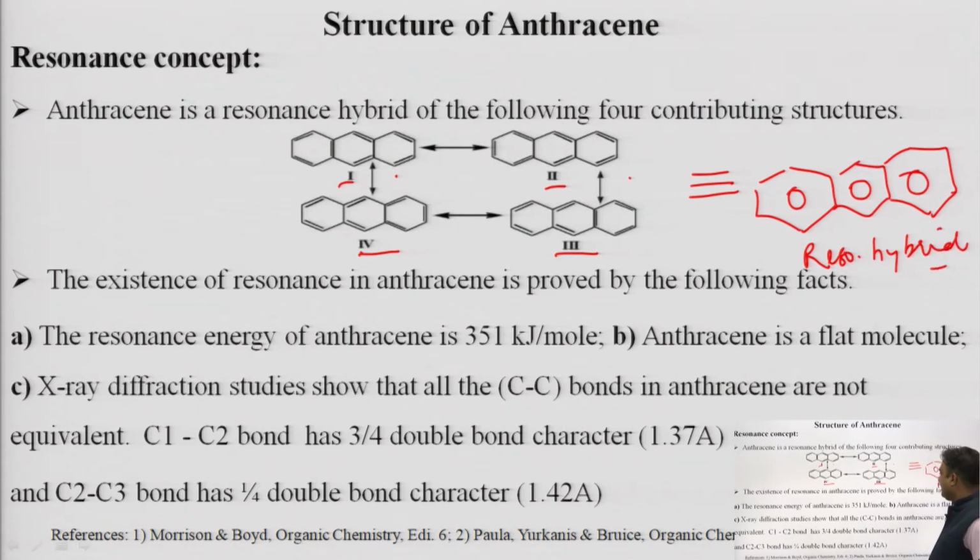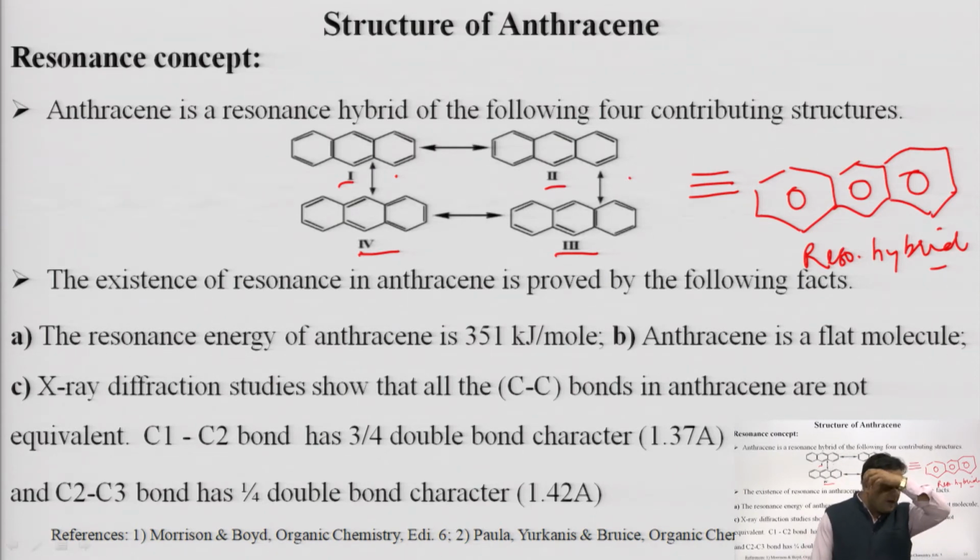The existence of resonance in anthracene is proved by certain facts. Like the resonance energy of anthracene is 351 kilojoule per mole, which is very high. It again proves that it is a very stable compound because it has a very large amount of resonance energy. Anthracene is a flat molecule because, as I have already told you, there are 14 carbons, and all 14 carbons are sp2 hybridized.